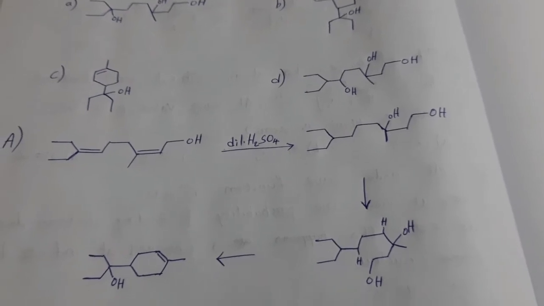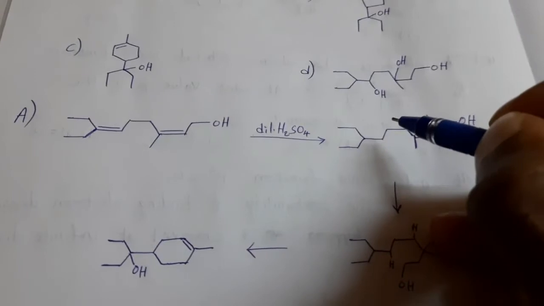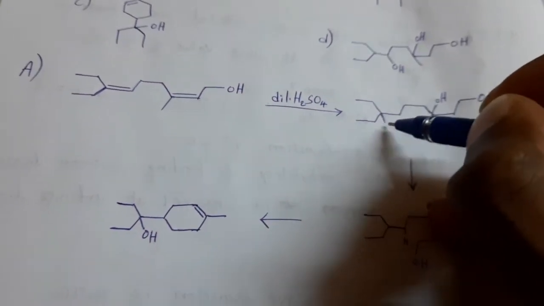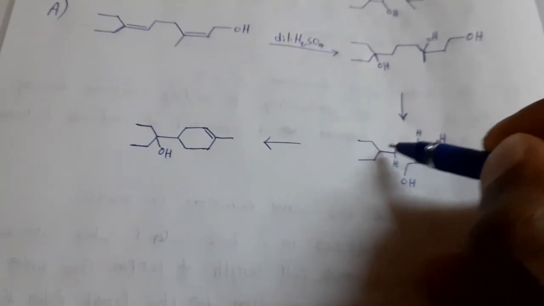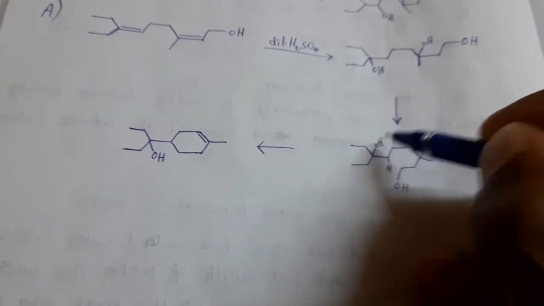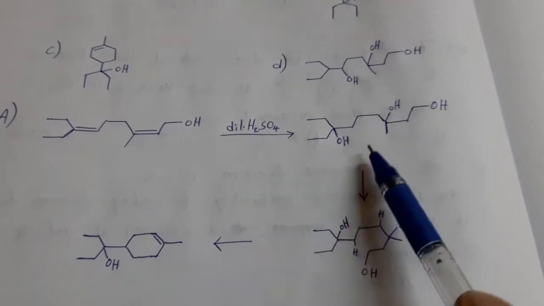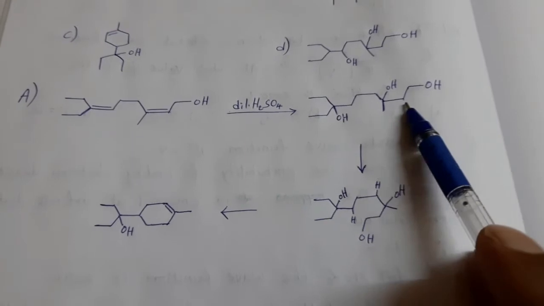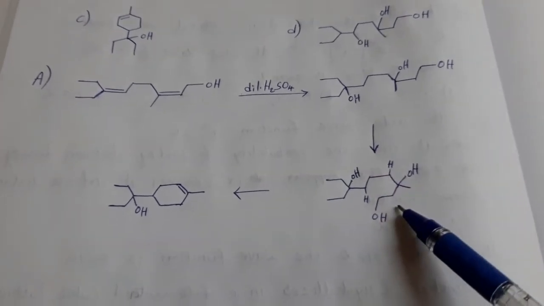OH group substituted means here also OH group is substituted at this position. Then at this position also OH group is substituted. Same thing. This compound is treated with dilute H2SO4, then OH group is substituted here, here also. From this structure we can write in this way also. This and this both are same.